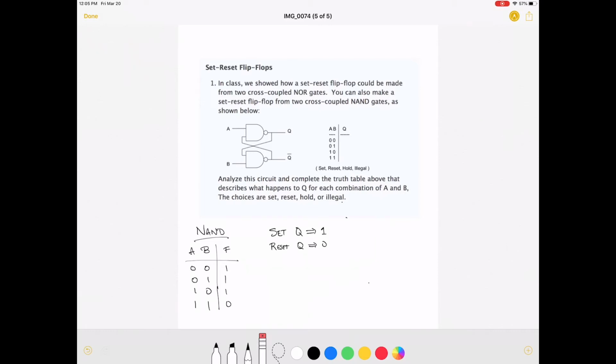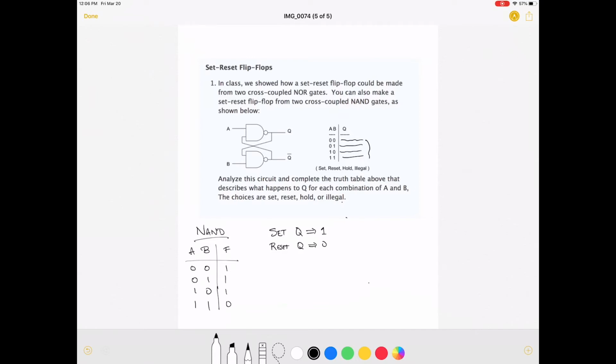So you can see here that we have our flip-flop, and it says analyze the circuit and complete the truth table above that describes what happens to Q for each of the combinations of A and B. The choices are set, reset, hold, and illegal. So that means that in these spots in the truth table, you will be writing set, reset, hold, and illegal in some order depending on what those different combinations do.